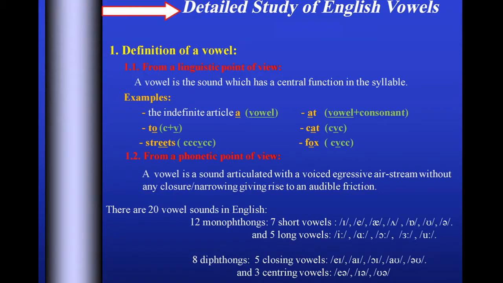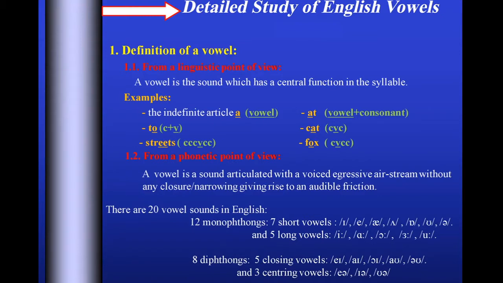K, then S. Now, from a phonetic point of view, a vowel is a sound articulated with a voiced egressive airstream without any closure or narrowing, giving rise to inaudible friction. Let's explain more. In phonetics, we deal with sounds, not letters, so a vowel is considered as a kind of sound. It is produced with voicing. By voiced, we mean vibration in the vocal cords.